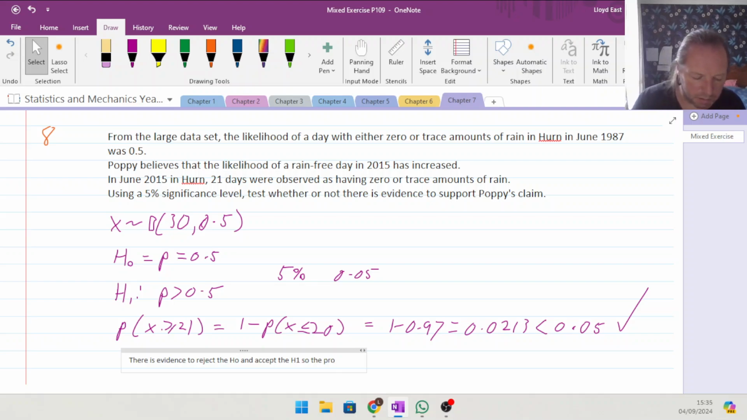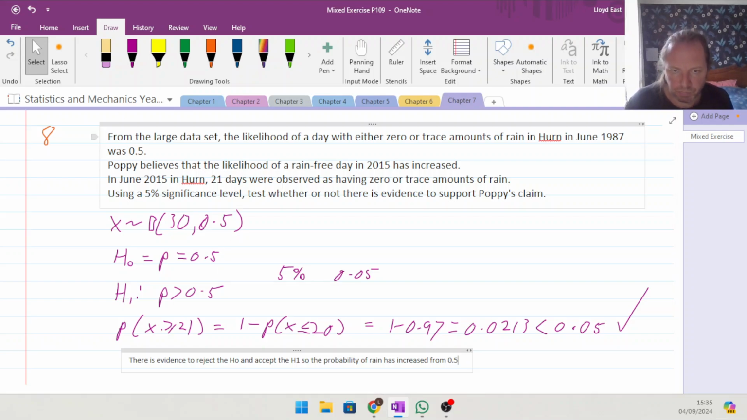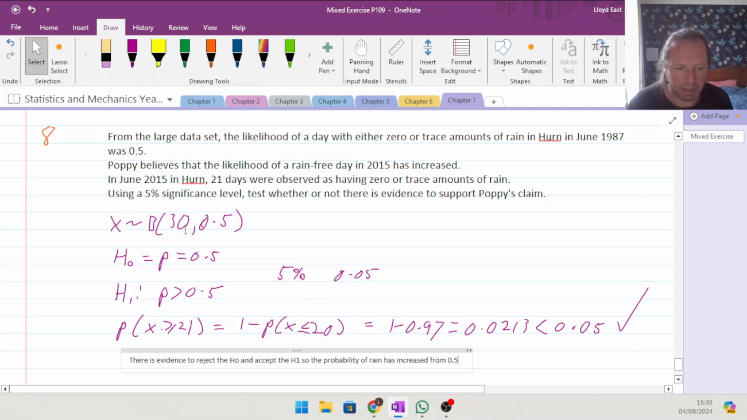So the probability of rain-free days has increased from 0.5. Okay, so it would appear that there is more chance of it than a half. Okay, and that's it. Just incidentally, I wonder how many days of dry weather we would have had for us to say no, it is still at 0.5, where that critical value would have been.